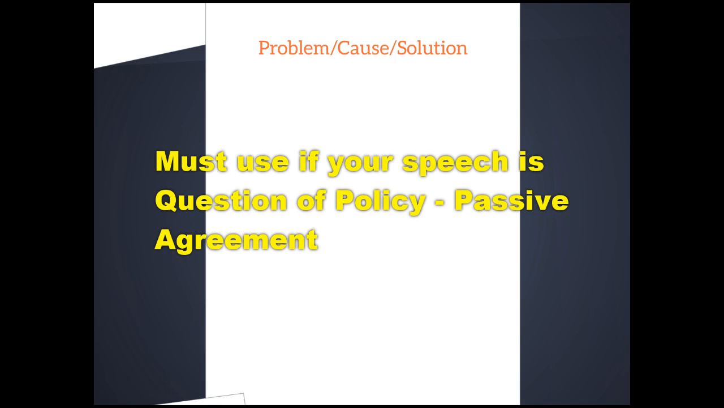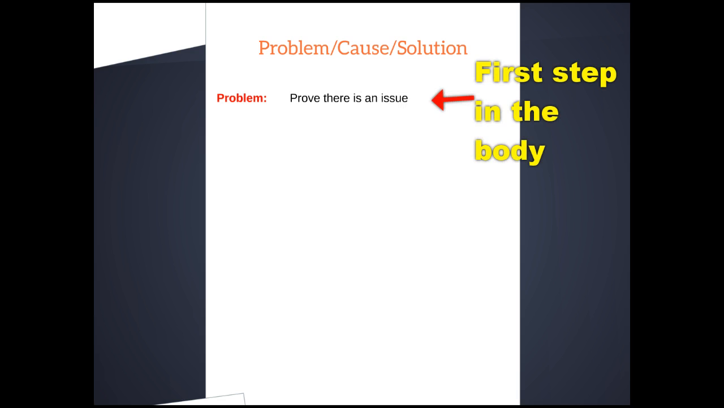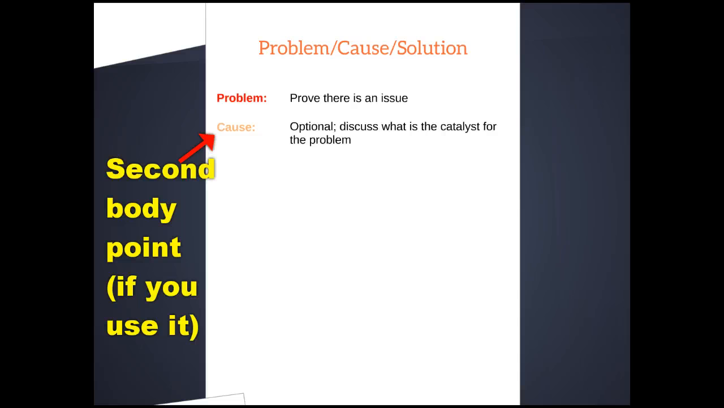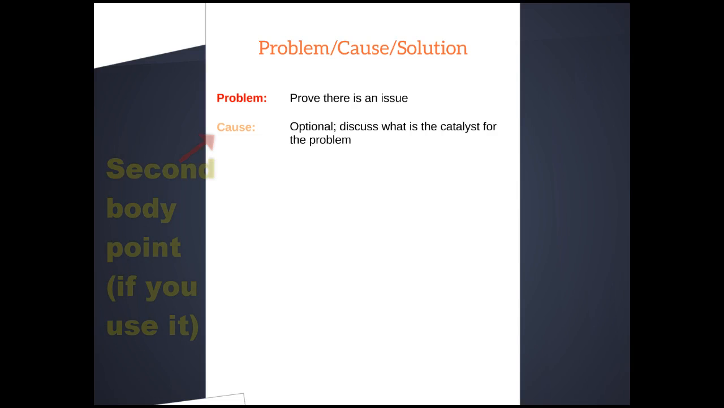Problem, cause, solution. If you are doing question of policy passive agreement, you have to use problem, cause, solution. So how does that break down? Well, each of the steps listed up here becomes a point in your body. So you have a problem. This is where you need to prove that there's an issue. So what is the problem, right? Prove that there's actually something that needs changing. Cause, so of course, what's actually the catalyst for this. Now, this is optional. You don't have to have cause.